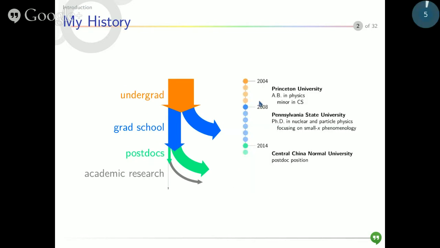Now, I guess this is how my timeline lines up for this. I guess Will went over this at the beginning, but undergrad at Princeton, I did grad school at Penn State, and then now I'm working at CCNU in this postdoc position, which is going to last about 2 more years.